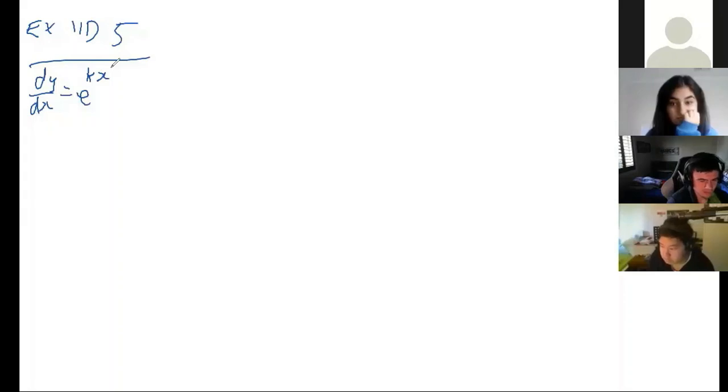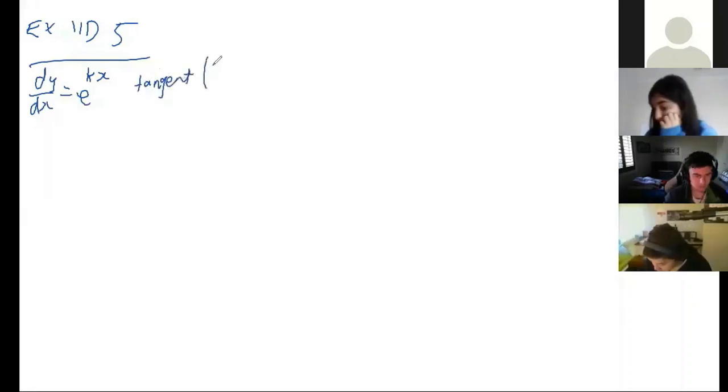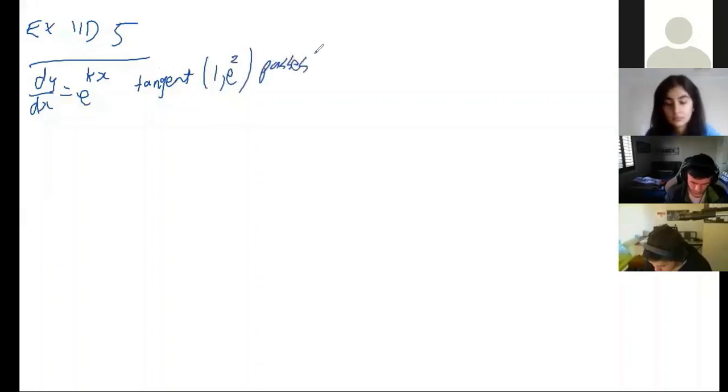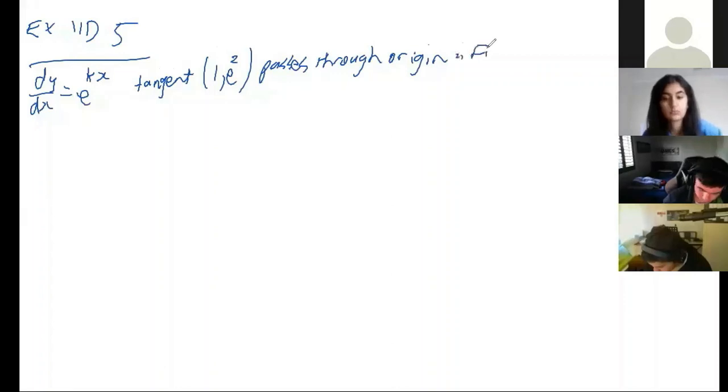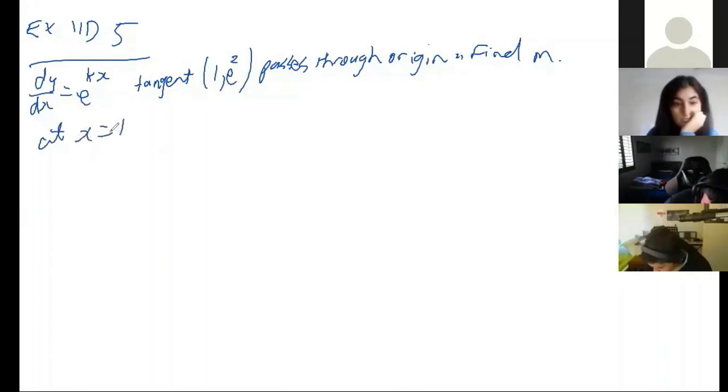K is a constant such that the tangent at (1, e squared) passes through the origin. Find the gradient of the tangent. So we've got our dy/dx equals e to the kx at x equals 1, because that's the point they gave us. That's where the tangent is.